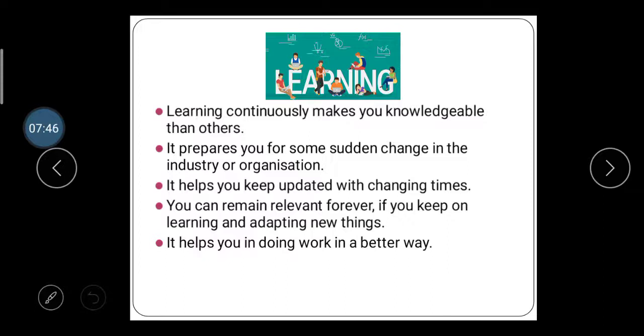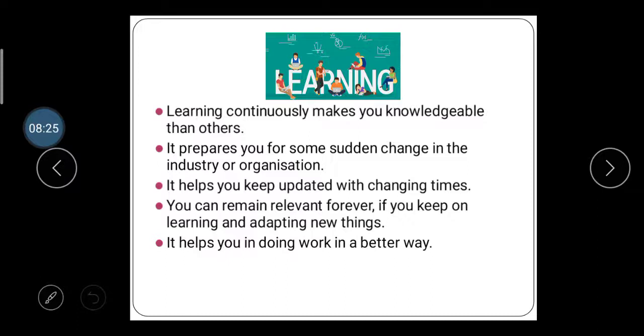If you learn new things, then you always update your knowledge. You can develop your knowledge and your overall skills, and you update with the changing time. Then after, you can remain relevant forever. If you keep on learning and adapting to new things, that is called learning. Then after, it helps you to do the work in a better way. If you learn new things, then you can easily face problems and solve them. So learning is a very important process.